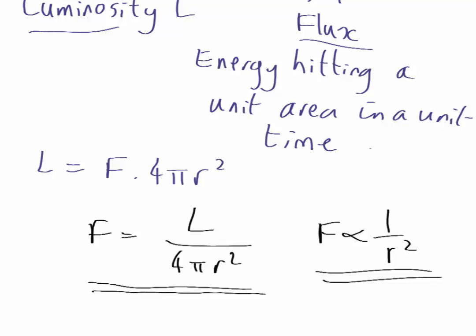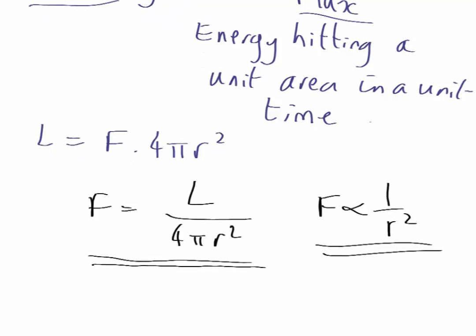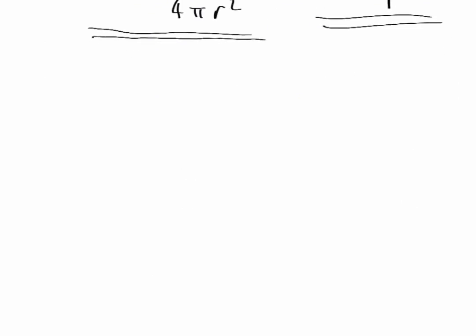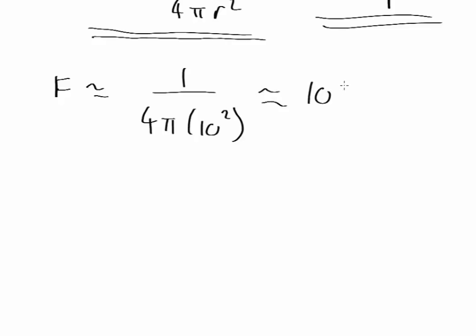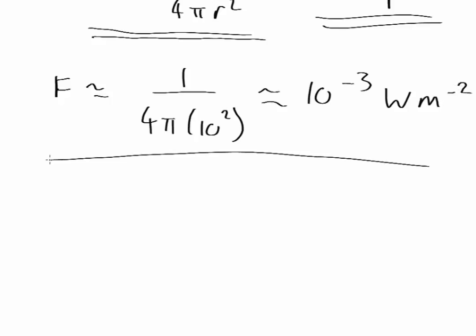Anyway, in this particular case, let's assume that we've got a 1 watt light bulb and a person 10 meters away. What that's telling us is that the flux on the person is going to be, roughly speaking, 1 watt over 4 pi times 10 squared, which is about 10 to the minus 3 watts per meter squared. So that's how much energy is hitting someone from a light bulb about 10 meters away on the far side of a garden.